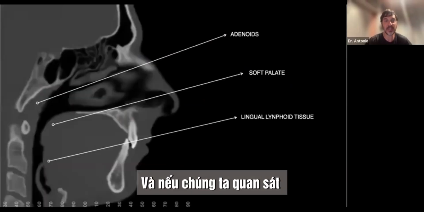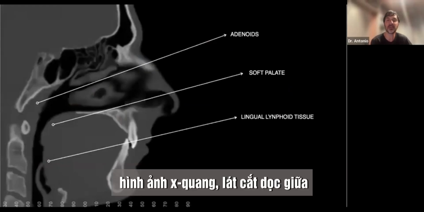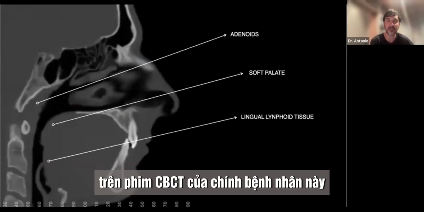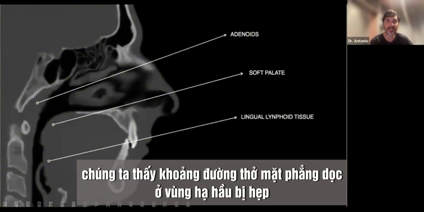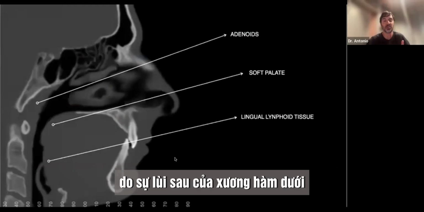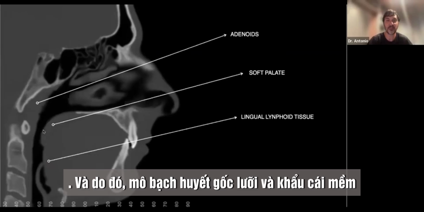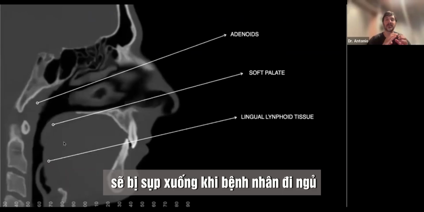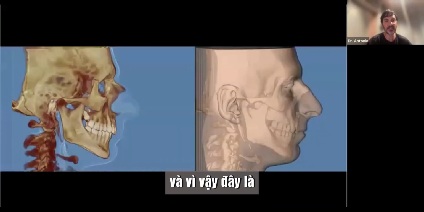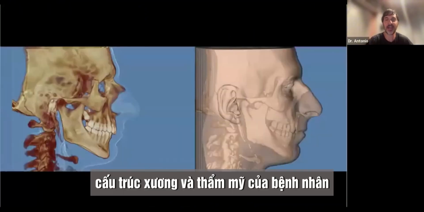And if we look at the radiographic examination, the sagittal midline slice from a CBCT of this same patient, we see that we have a reduced sagittal airway space at the hypopharyngeal level because of the retroposition of the mandible, so the lingual lymphoid tissue and the soft palate are going to collapse when the patient goes to sleep. And so this is the skeletal and aesthetic structure of the patient.